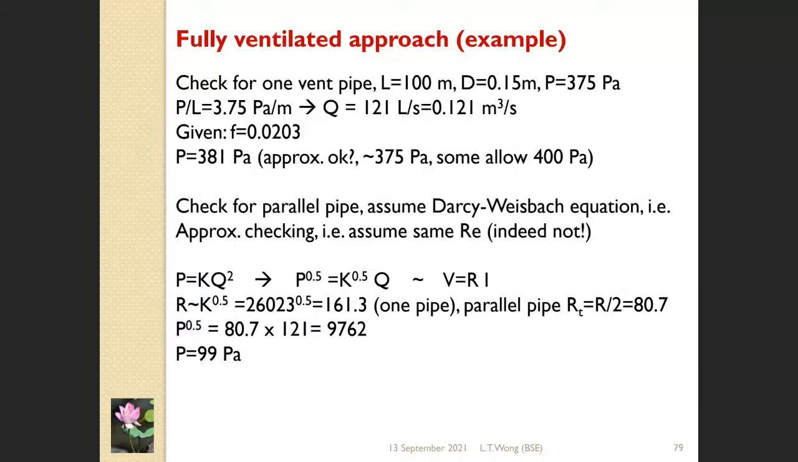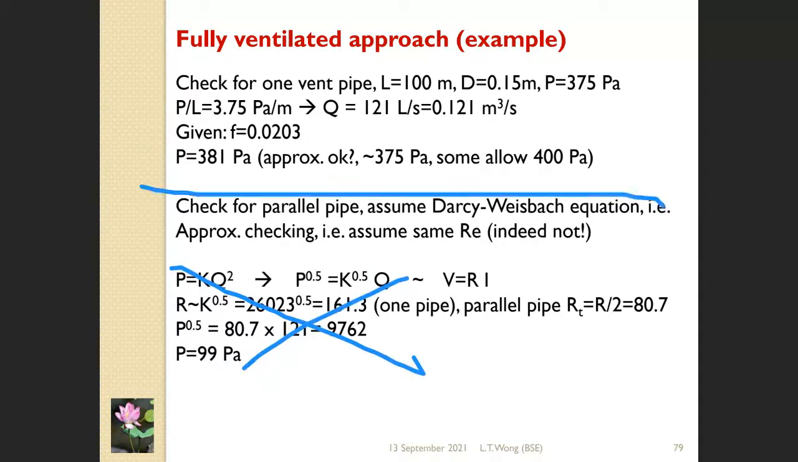Okay, here is an example. Forget that part first. Only here. Now check for one ventilation pipe. For example, this ventilation pipe is 100 meters. Because the ventilation has to go through the entire system, to be ventilated at the rooftop, if the building is tall, we need to run a long ventilation pipe. Suppose in this example, 100 meters, not very long.